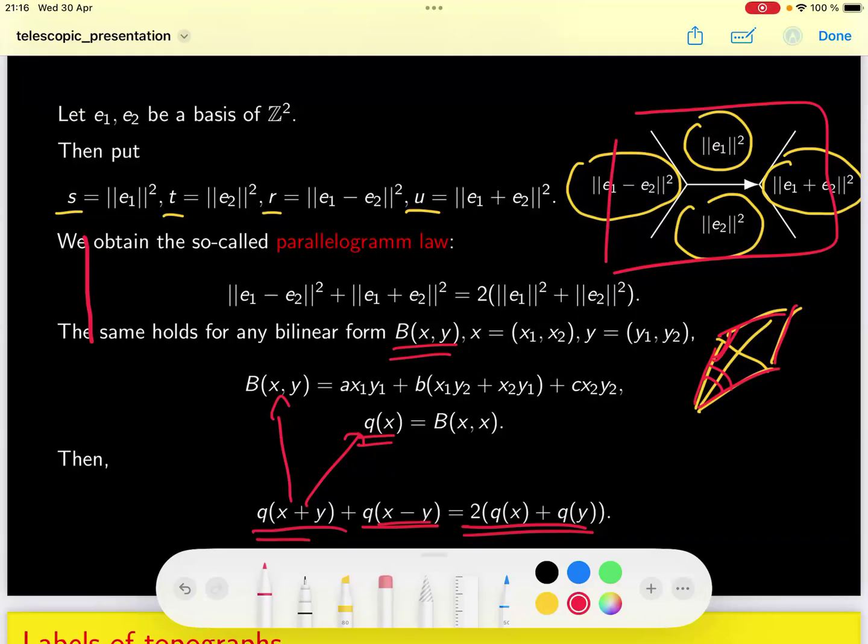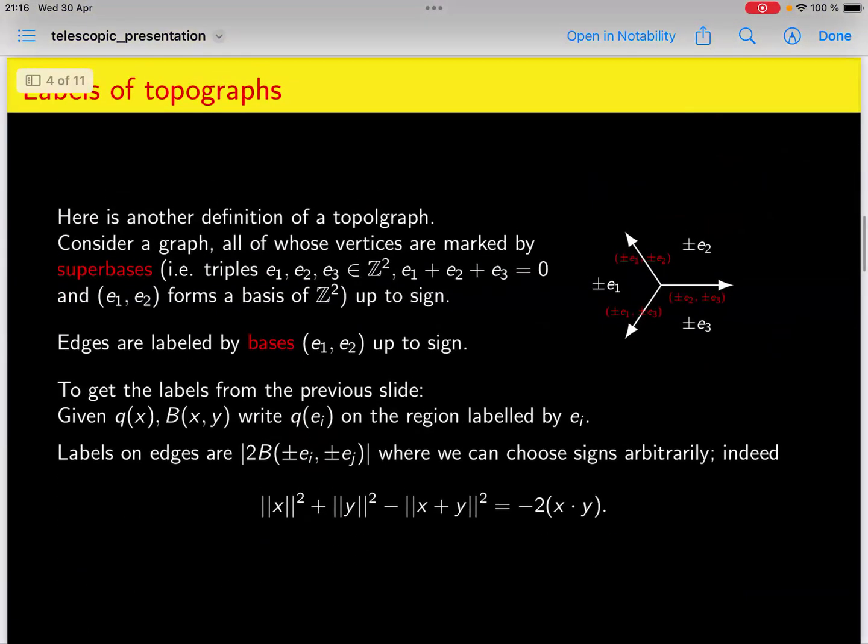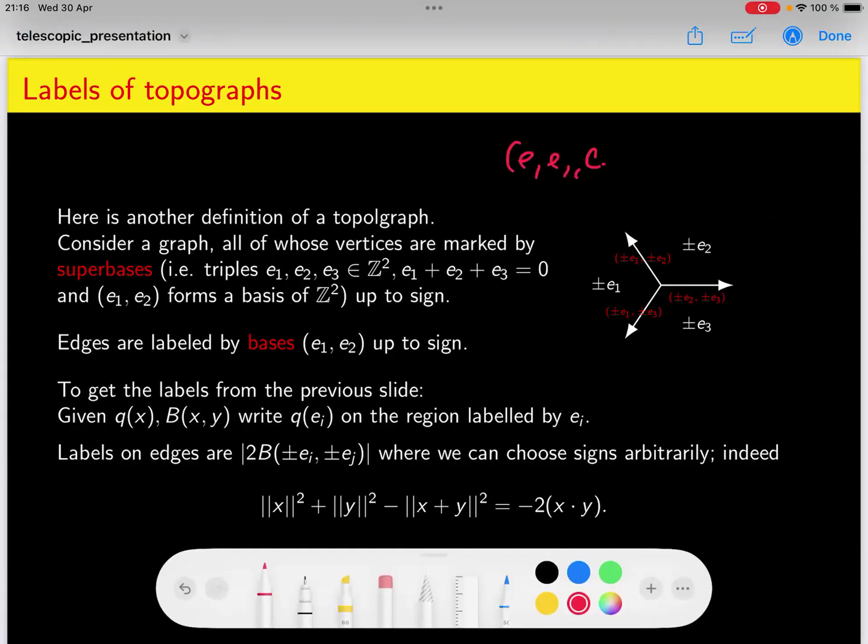Okay, if not, now let's introduce the topograph from another perspective. That's another definition of a topograph. We consider a graph such that all of its vertices are marked by superbases. A superbase is just three vectors, E1, E2, and E3 in Z2, such that their sum is 0, and any two of them form a basis of Z2. And we consider such triples up to sign. So the triple E1, E2, E3 is the same as the triple minus E1, minus E2, minus E3.